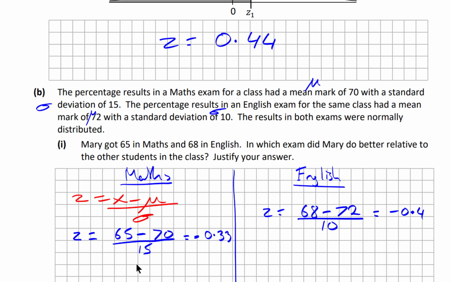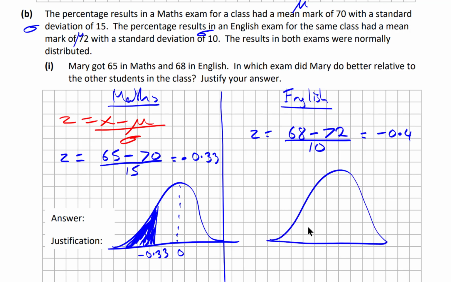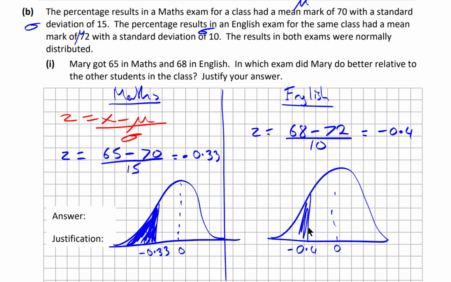So technically we already know the answer. She did better in maths because the Z value is higher than in English. But we'll draw the curve just to illustrate that even a little bit further. So minus 0.33. So remembering that 0 is in the middle, minus 0.33 is here. So this many people did worse than her. All right. And then minus 0.4 is slightly further to the left than minus 0.33.